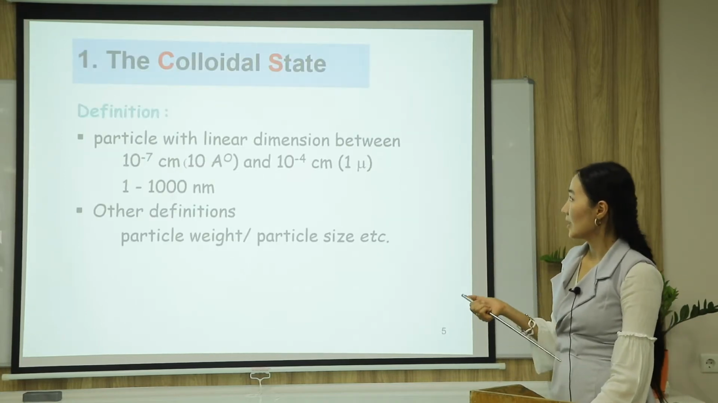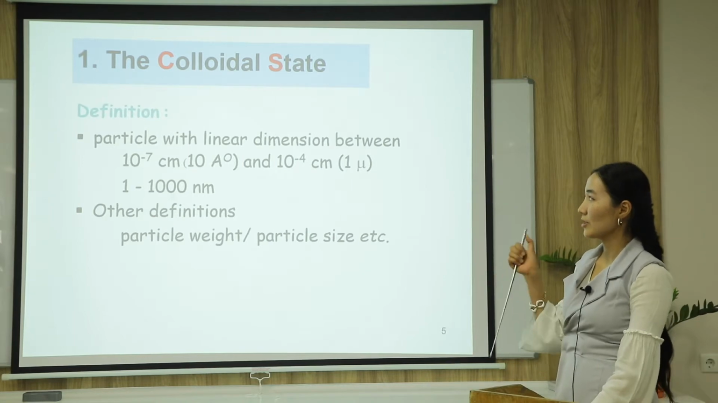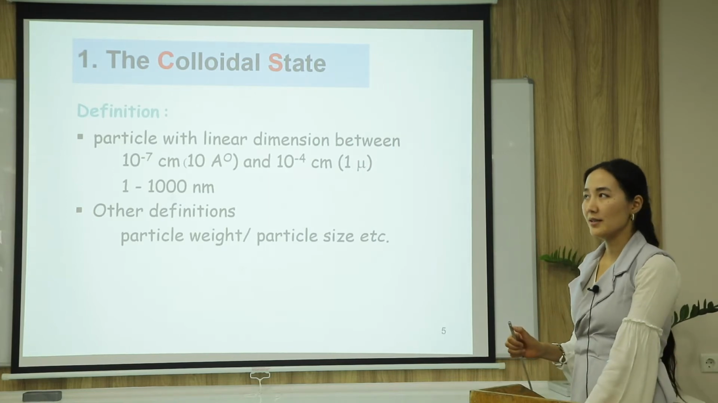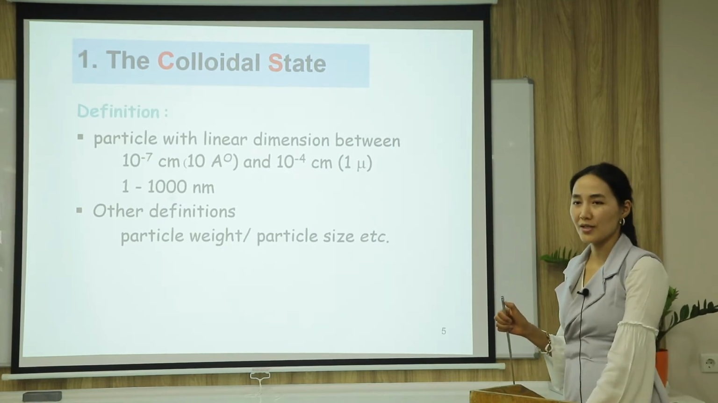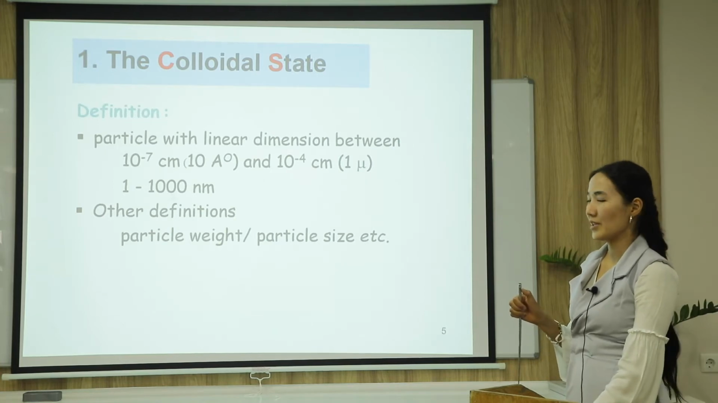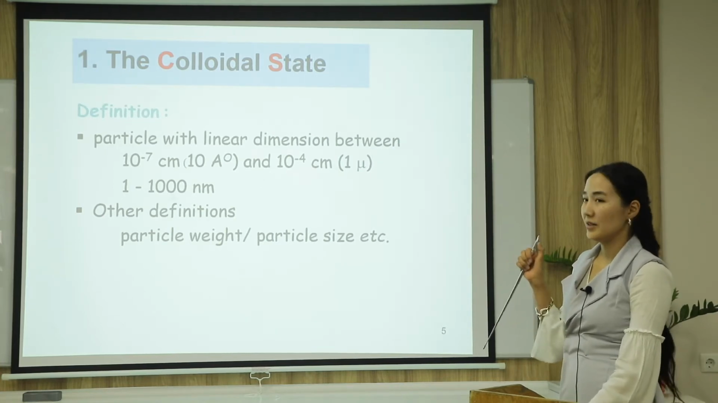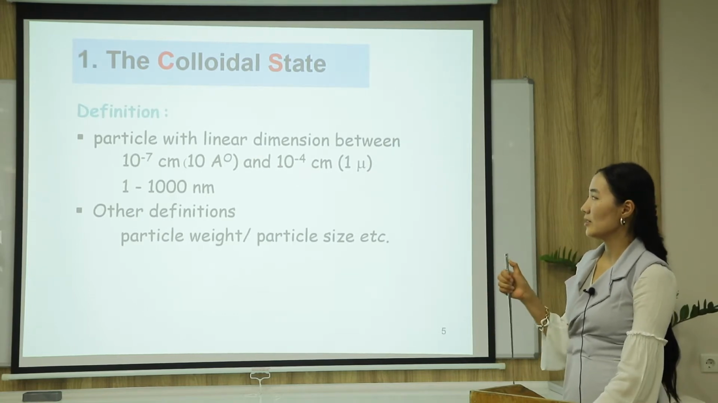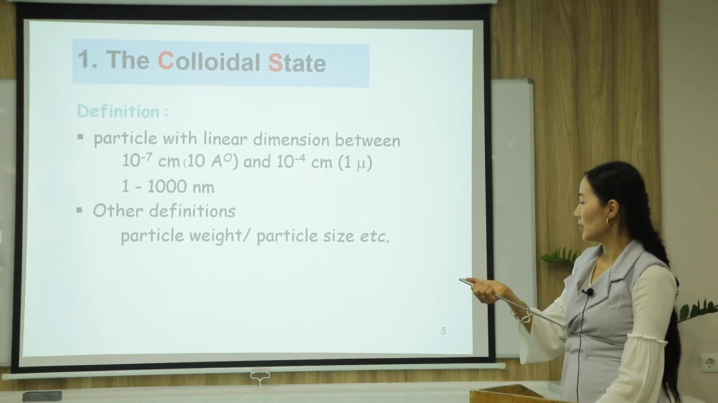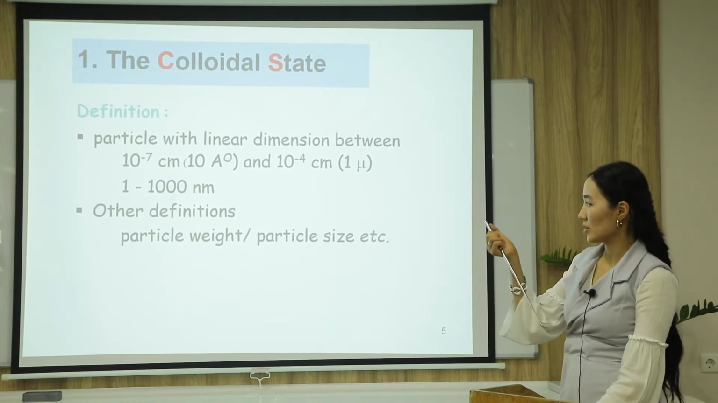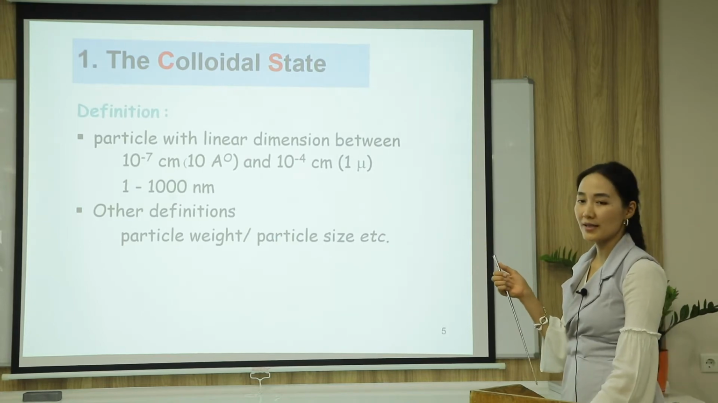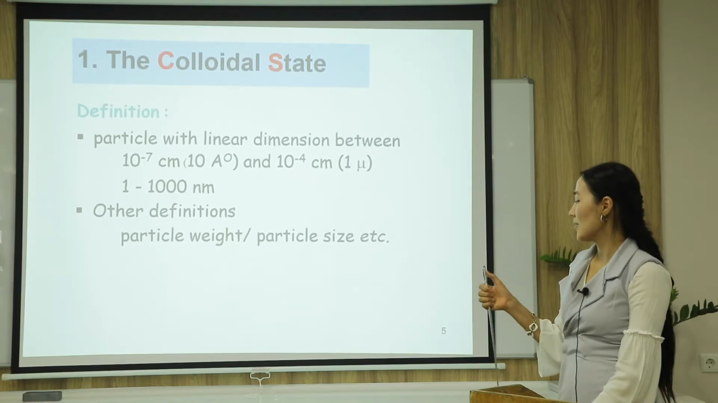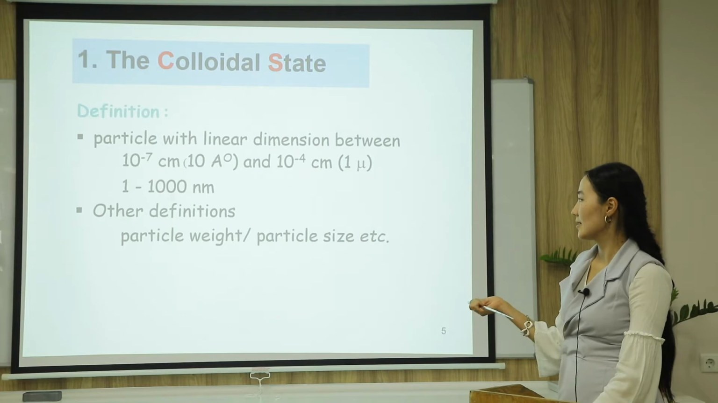Okay, next. The colloidal state definitions. Let's talk about the colloidal state. When we are talking about a colloidal system, we see something like a suspension or a substance which has different types of viscosity or density and so on. Generally, the colloidal state is a particle with linear dimension from 1 to 1000 nanometers, or 10⁻⁷ to 10⁻⁴ centimeters. Other definitions are particle weight, particle size, and etc.